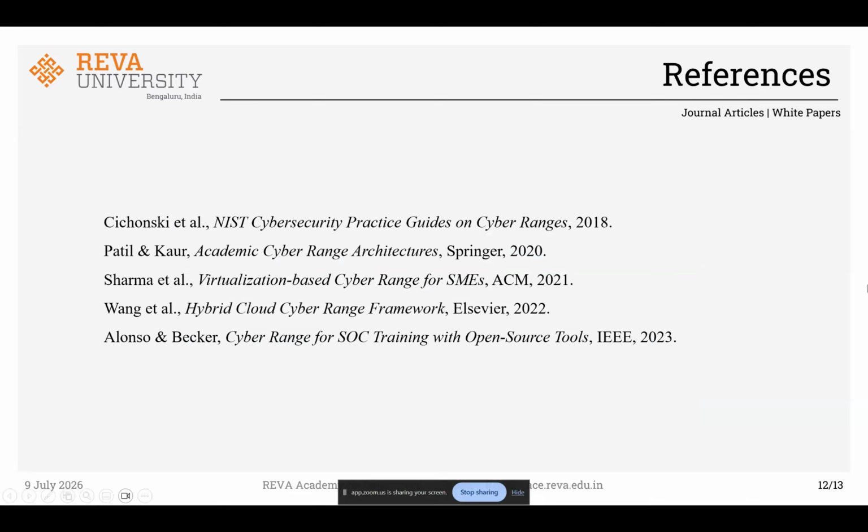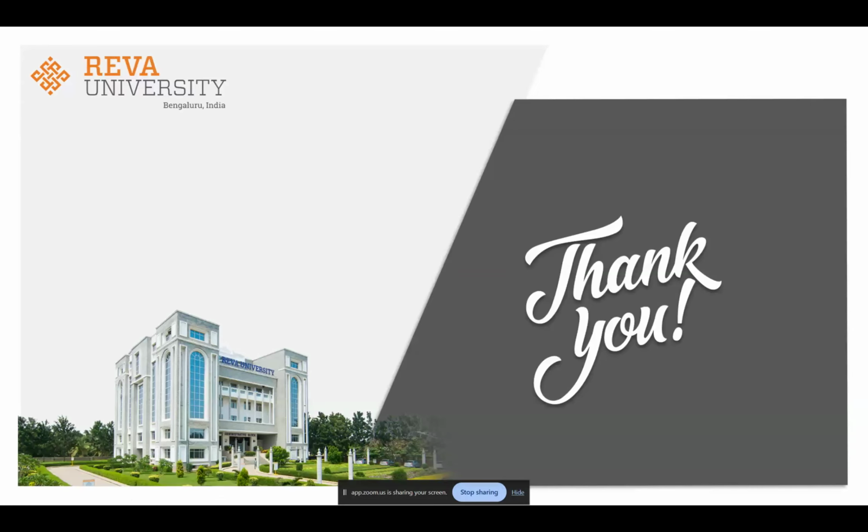So these are the main references. These are the main research papers and publications referred to during the development of this project. They provided guidelines for designing the cyber range and selecting appropriate technologies. So in conclusion, this project demonstrates that a low-cost cyber range can provide realistic cybersecurity training using open source tools. It allows students to safely perform cyber attacks, monitor events, and practice incident response.